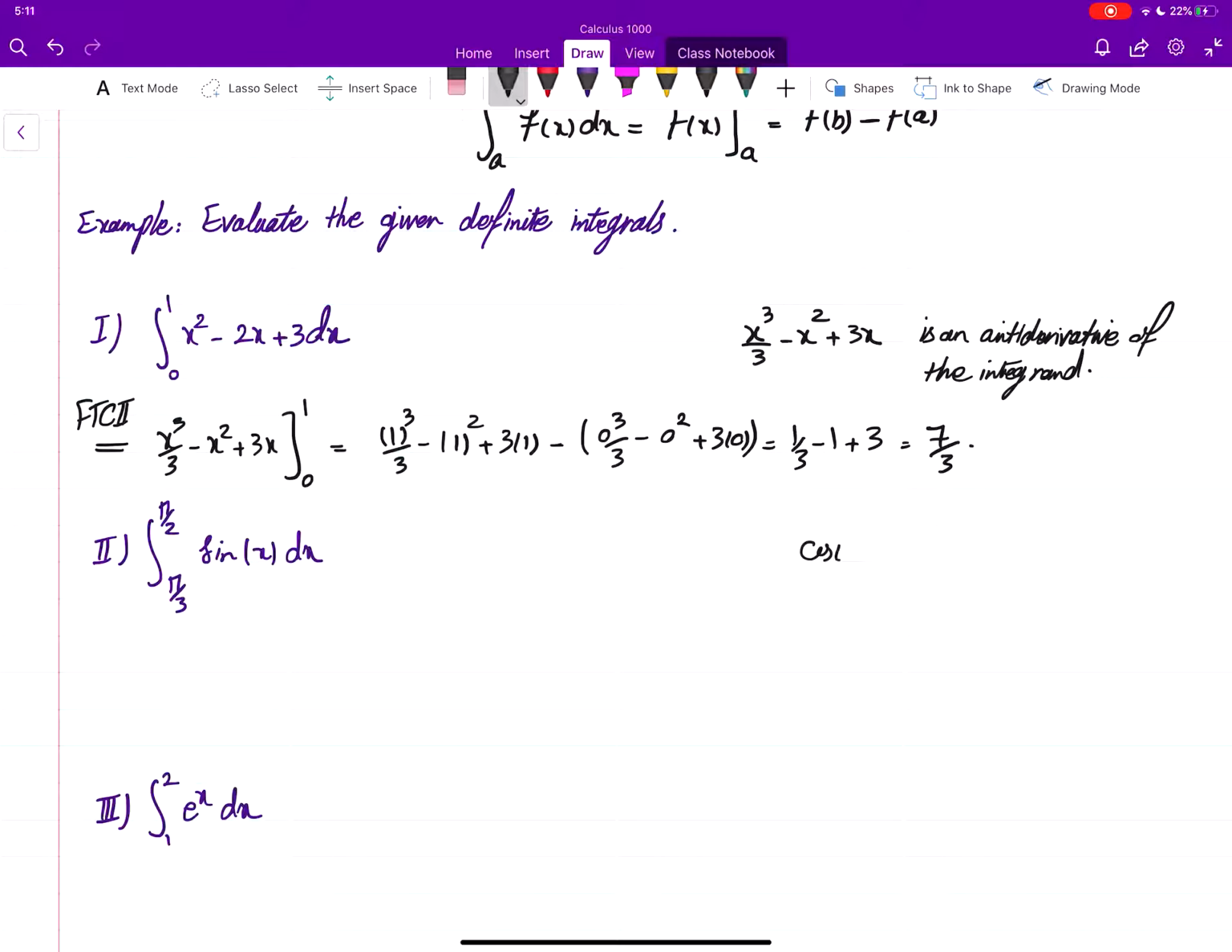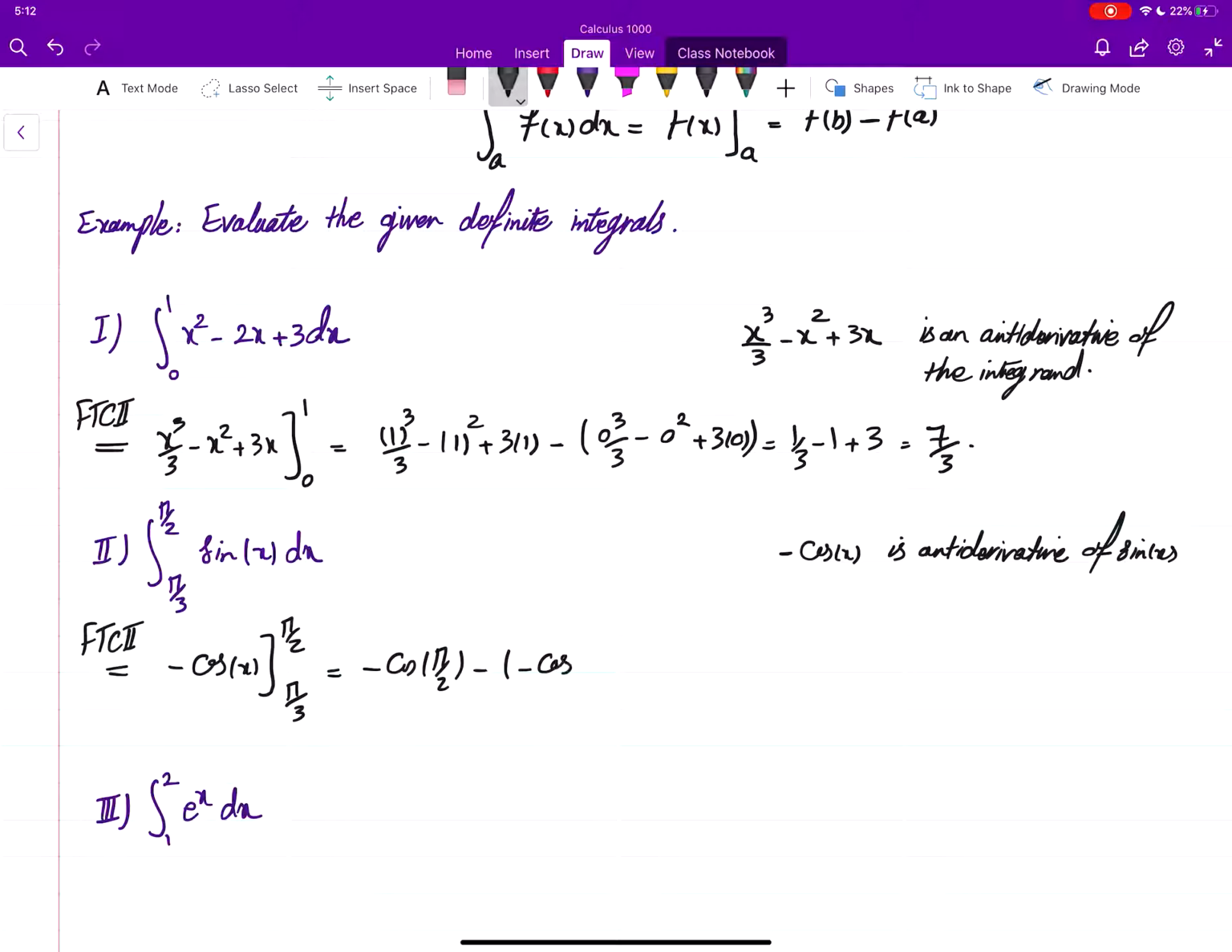We are looking for an antiderivative of sine x. So negative cosine of x is an antiderivative of sine x. The fundamental theorem of calculus part 2 says evaluate that at the upper limit minus its value at the lower limit. So negative cosine of pi over 2 minus negative cosine of pi over 3. Cosine of pi over 2, you have to know, is 0. There is a minus, so this will be plus cosine of pi over 3. Remember pi over 3 has cosine of 1 over 2. So this will be 1 over 2.